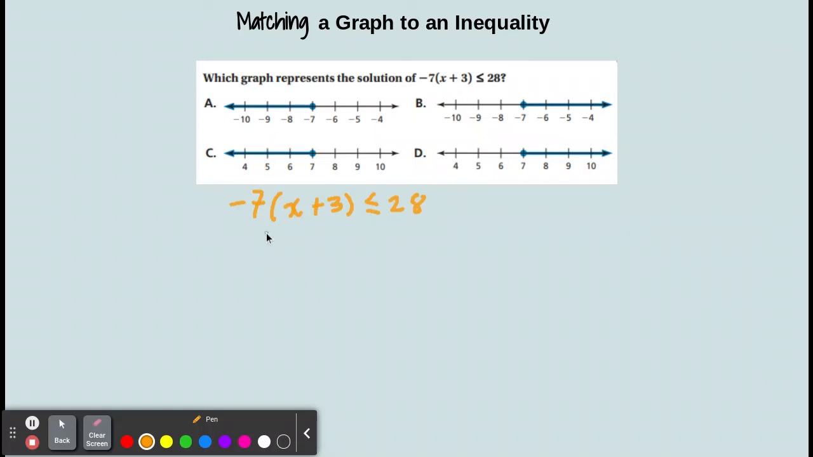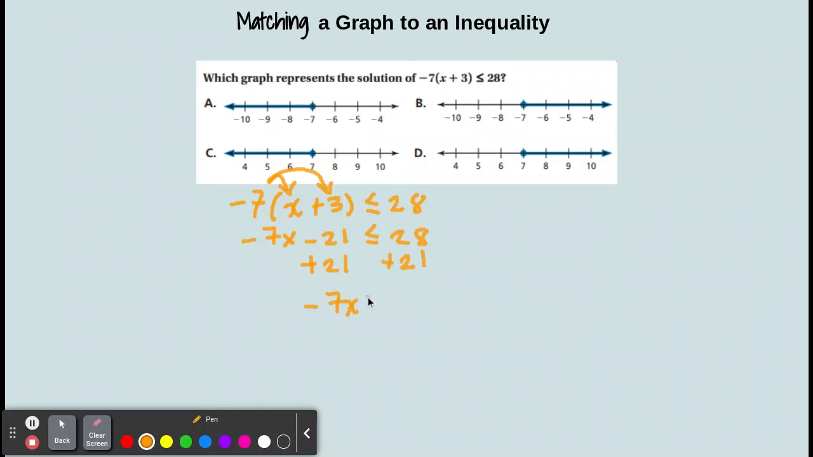So the first thing we want to do is perform the distributive property. So this becomes negative 7x, and then negative 7 times a positive 3 is a negative 21. So that's our new inequality. Okay, this is a two-step. So over here we have subtracting 21. So we want to add 21 to both sides, right? Because the first step is to get rid of that constant.